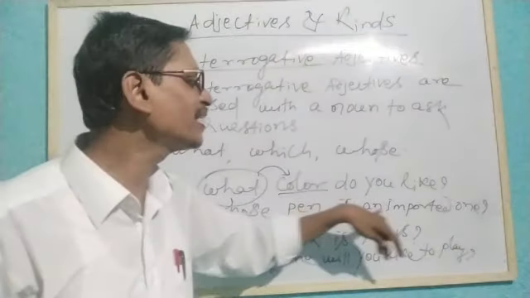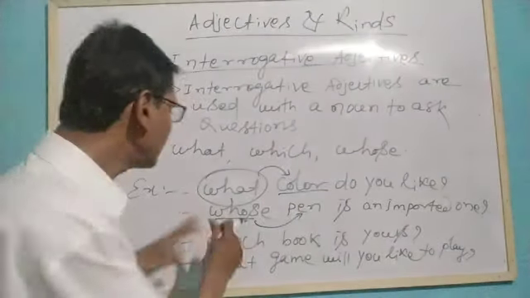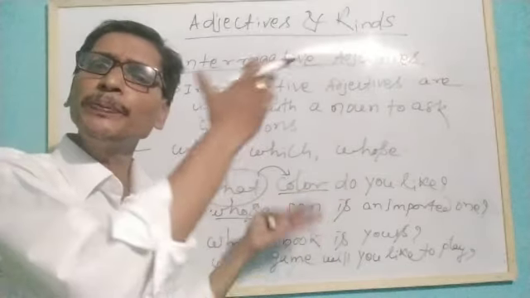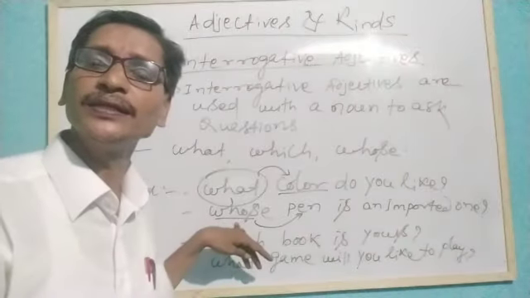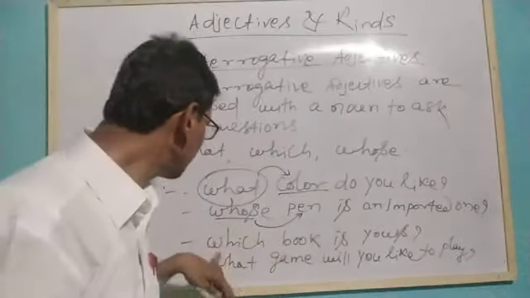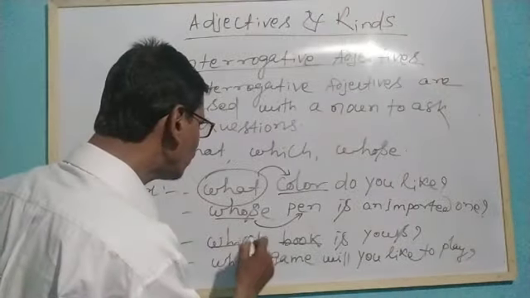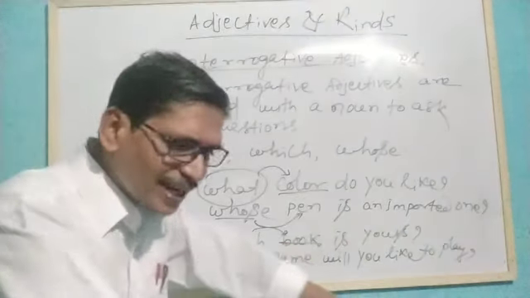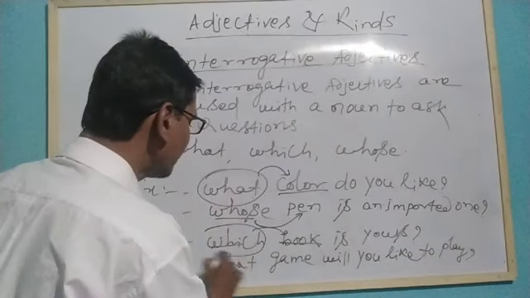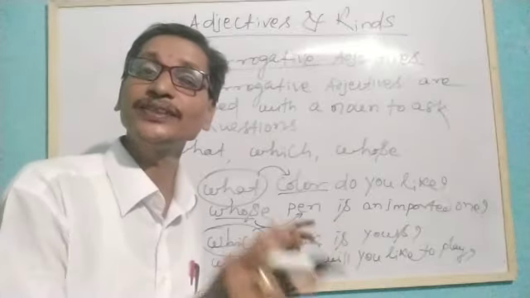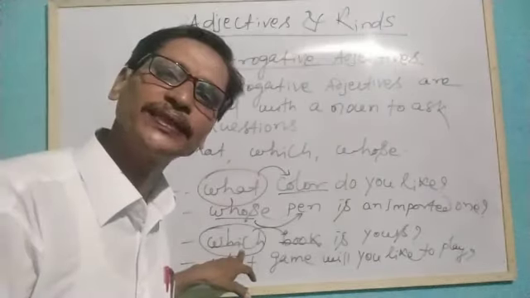Similarly, whose pen is an imported one? So whose pen? Whose is talking about the pen. So it is asking a question about the pen, used before the noun and functioning as an adjective. Therefore, it is an interrogative adjective. Similarly, which book is yours? Which book? That means there are some books. Among them, which particular book? That means here which is used to ask questions about the book. Therefore, it is functioning as an interrogative adjective.